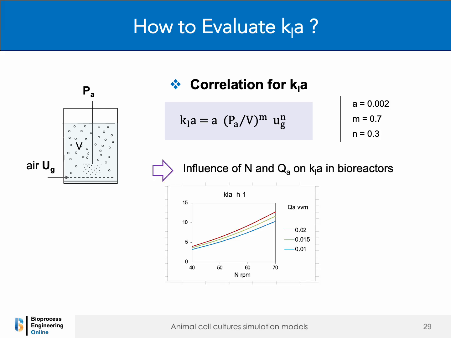The graph illustrates the corresponding variation of KLA as a function of the impeller rotation speed, expressed in revolutions per minute, and the aeration rate, expressed in VVM, or volumes of air per volume of liquid per minute. As expected, increasing either the agitation speed or the airflow rate enhances oxygen transfer. For the conditions considered here, the calculated KLA increases from approximately 3 to 13 per hour, as both operating parameters are increased.